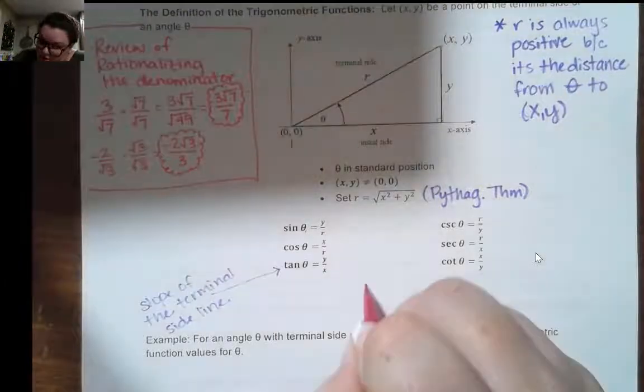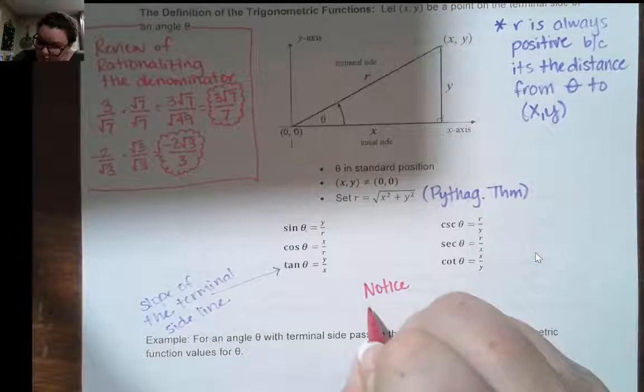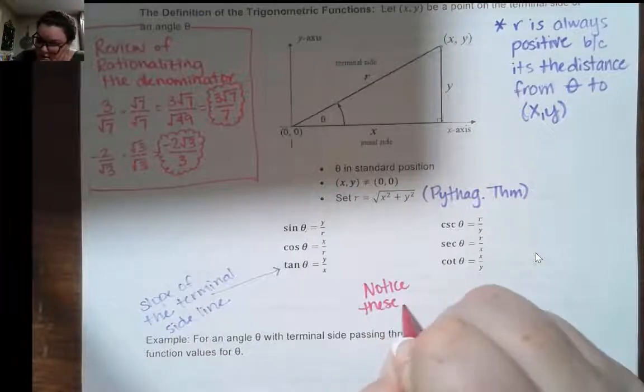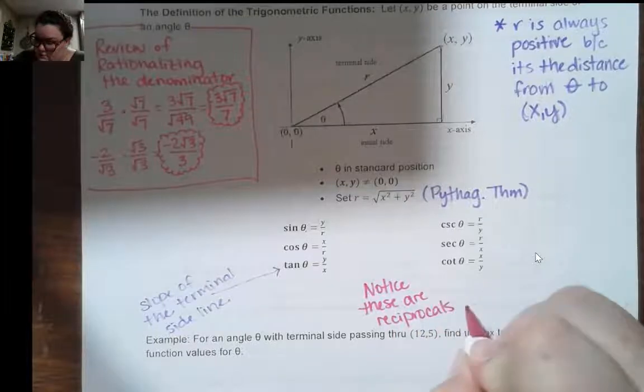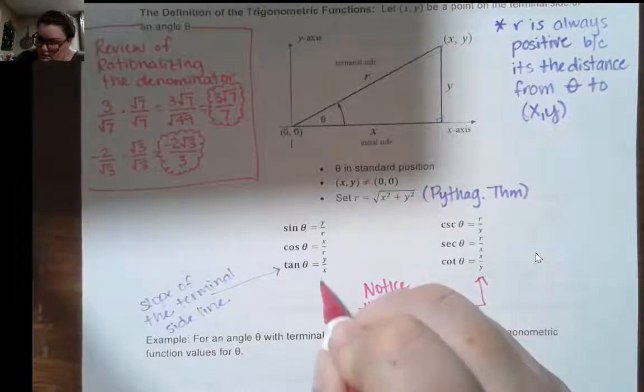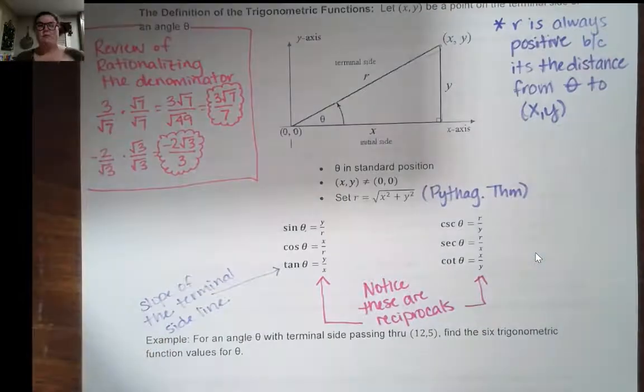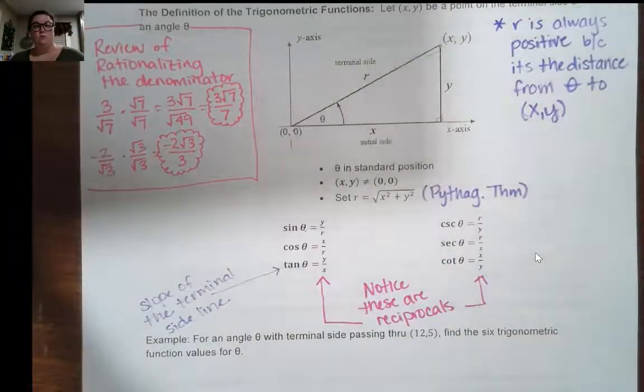And then we have tangent and cotangent that are also reciprocals. So I'm just going to put a note here. Notice these are reciprocals. Okay, so that will help us memorize these moving forward.